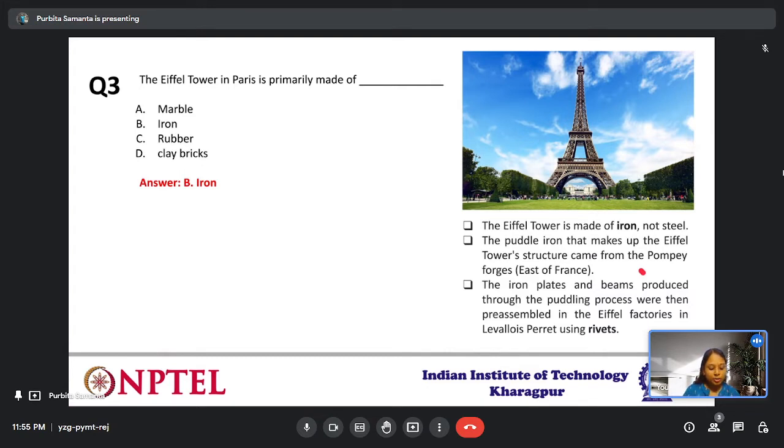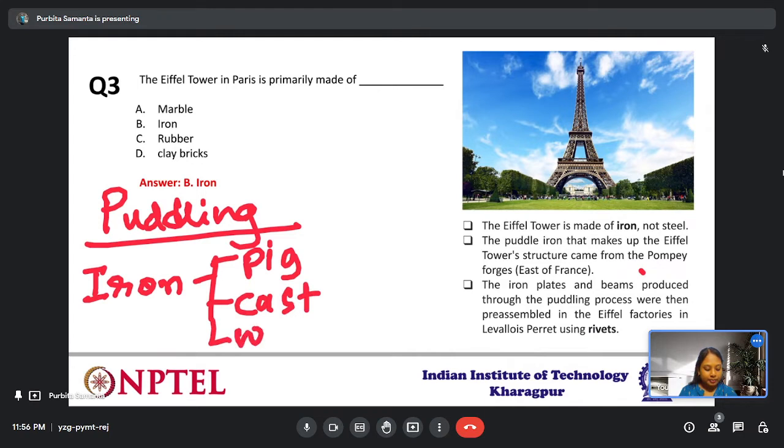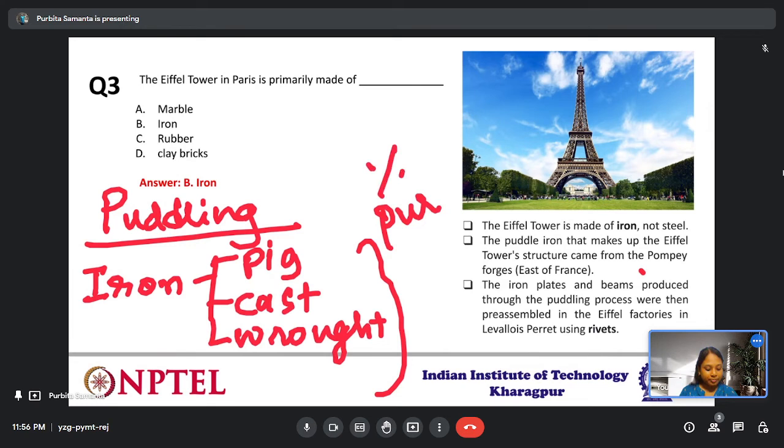Now, if you look into this, there's something called puddling process. So, what is this puddling process all about? Basically, as we know that iron can be of different types. For example, it can be pig iron, it can be cast iron, it can be wrought iron. So all these different types of iron are basically classified as per their percentage of purity.